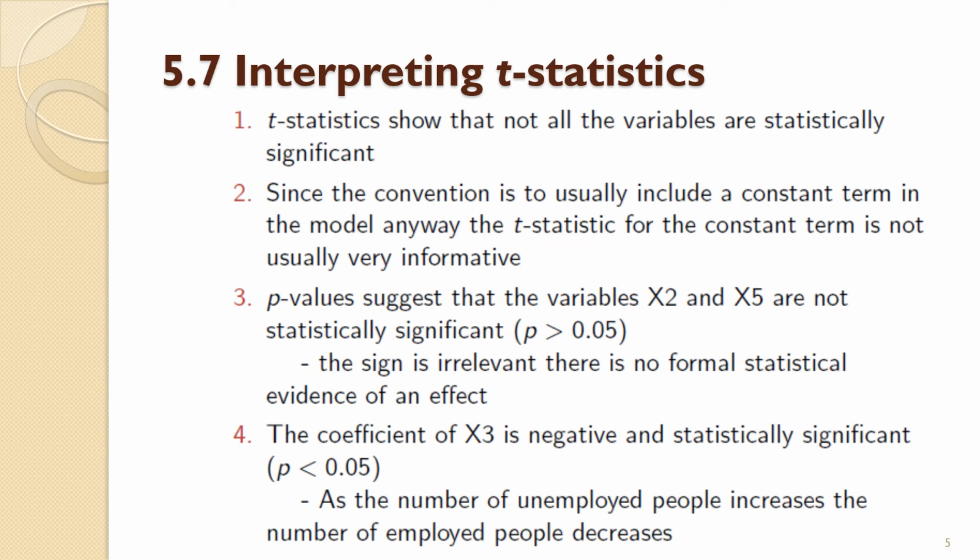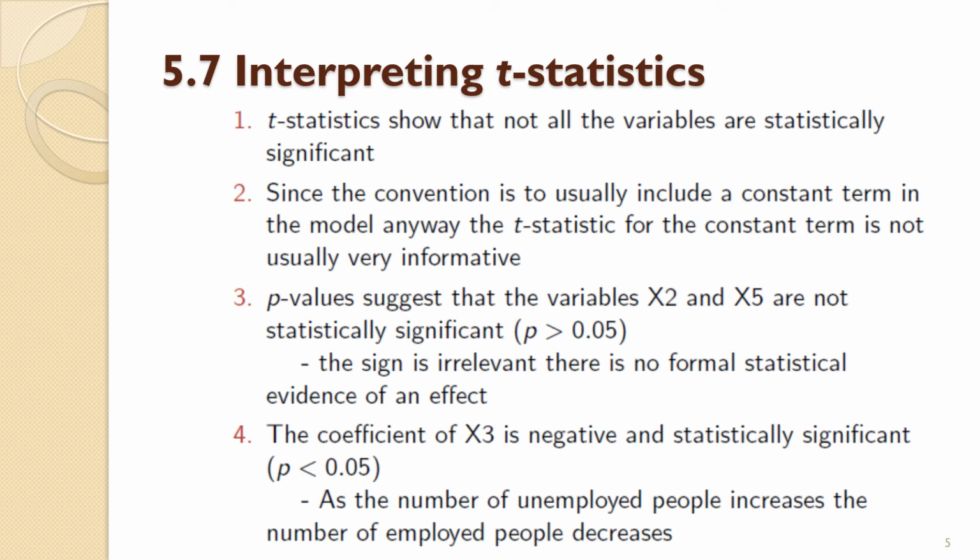Interpreting these t statistics then, the t statistics show that not all the variables are statistically significant. So the action here happens from the second row in the table downwards. The convention is usually to include a constant or intercept term in the model, so this first row of the table of t statistics isn't really very informative. The p-value suggests that the x variables x2 and x5 are not statistically significant. So p is bigger than 0.05, and if you look at the data display in R, these aren't accompanied by an asterisk. So in this case, the sign is irrelevant. There's no formal statistical evidence of an effect.